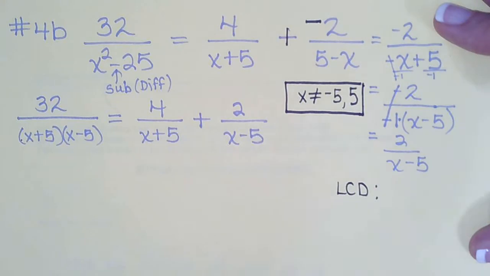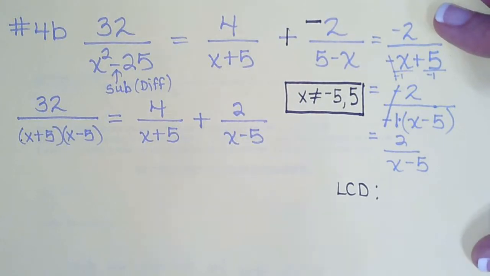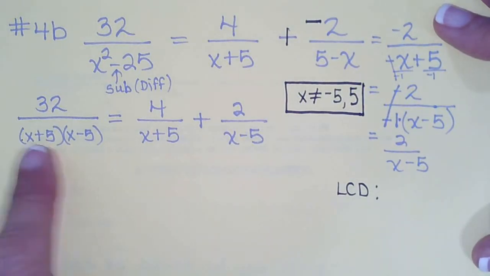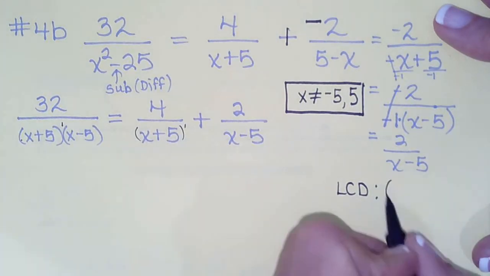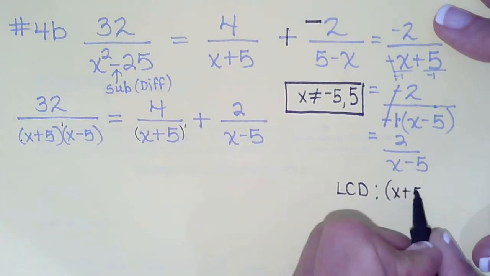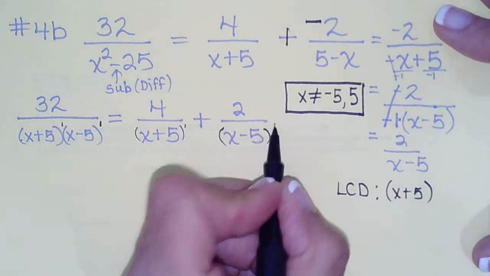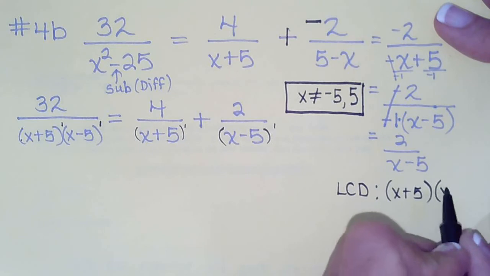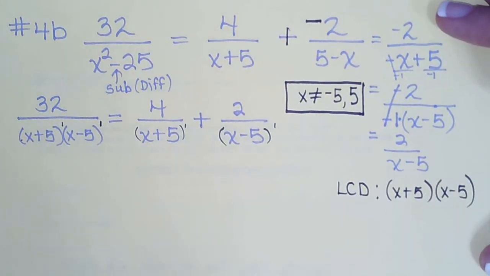LCD is write everything you see with the highest exponent you see. I see no exponents, so I know my LCD will not have any exponents. So I see an x plus 5 to the first here and an x plus 5 to the first here. So the highest power I see is 1. I see an x minus 5 to the first here and x minus 5 to the first here. So the highest power I see is 1. So my LCD is x plus 5, x minus 5.